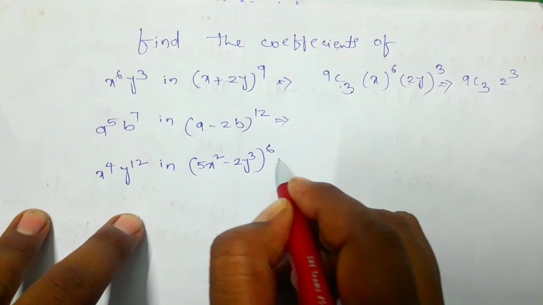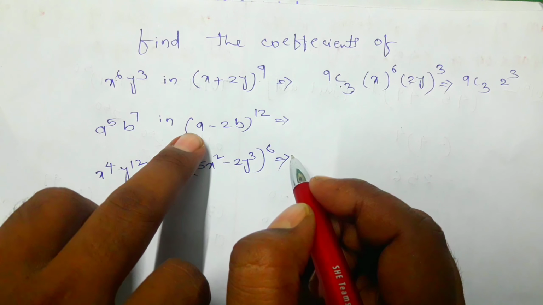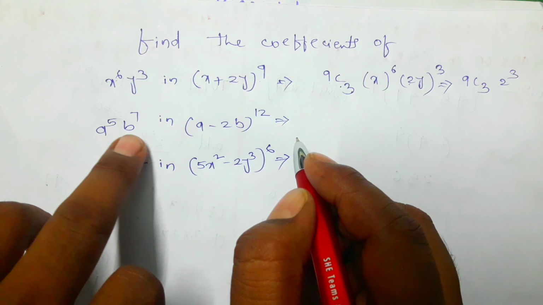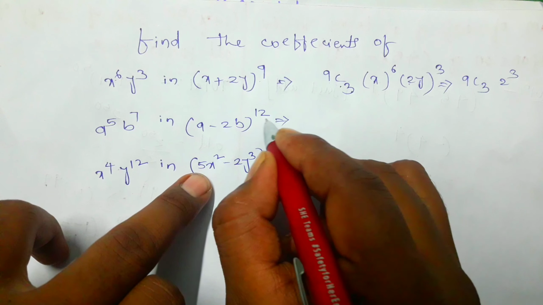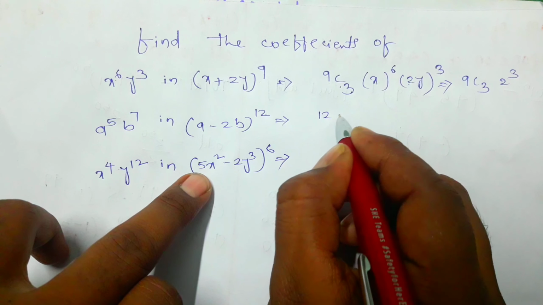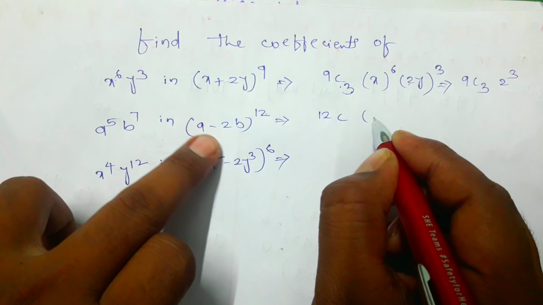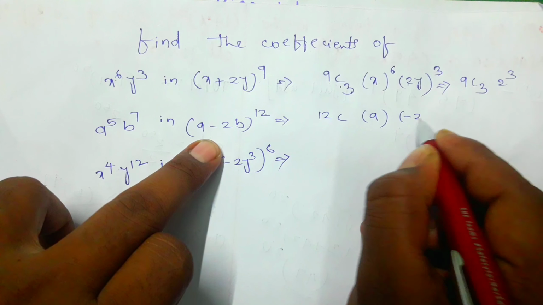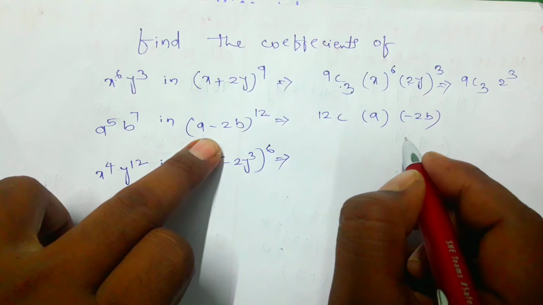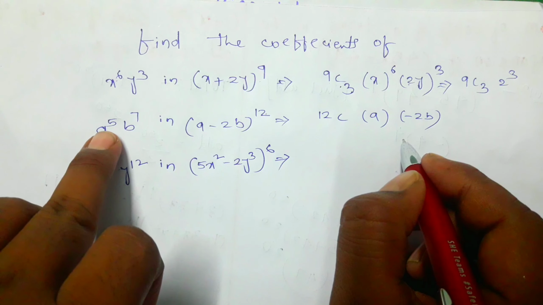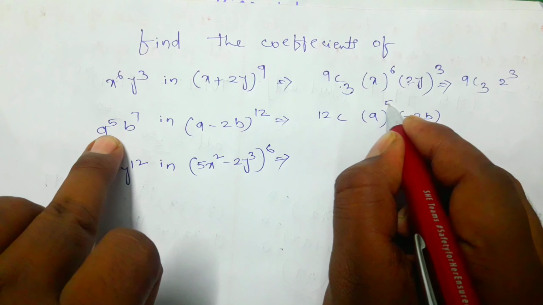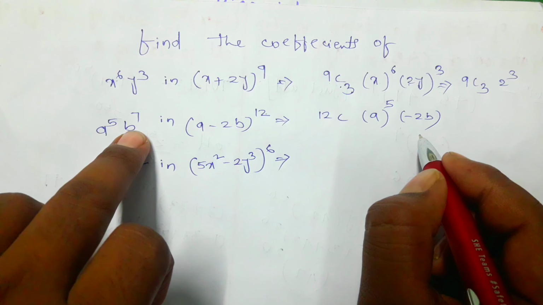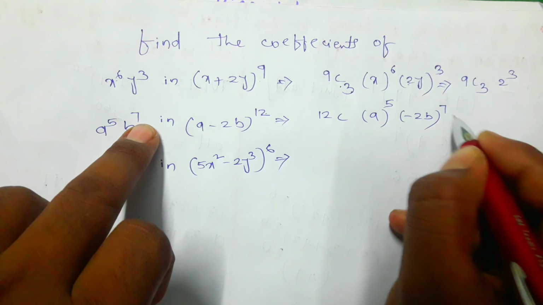Similarly see the second problem. What is the second problem? (a minus 2b) whole power 12. Find the coefficient of a power 5 b power 7. So first write 12c. What are the values in the expansion? a and minus 2b. But what is the power of a here? 5. Next what is the power of b here? 7. So write 7 here.